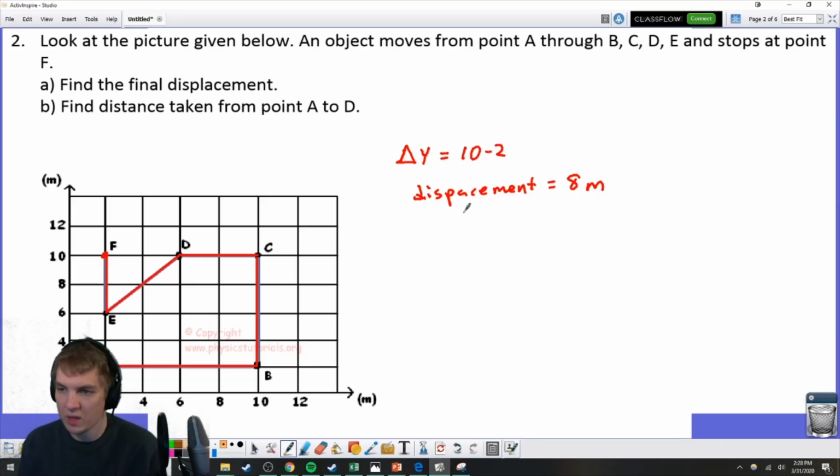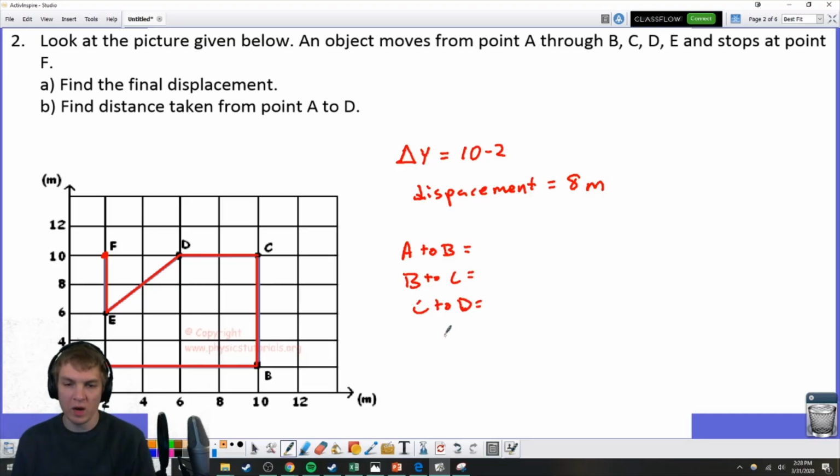Okay, so that's his displacement. That's the easy part. The hard part is finding out the distance going from A to D. It's not asking for the total distance, it's just going from A to D. So first we need to count A to B, then B to C, then C to D. So we've got to figure out what all of those are.